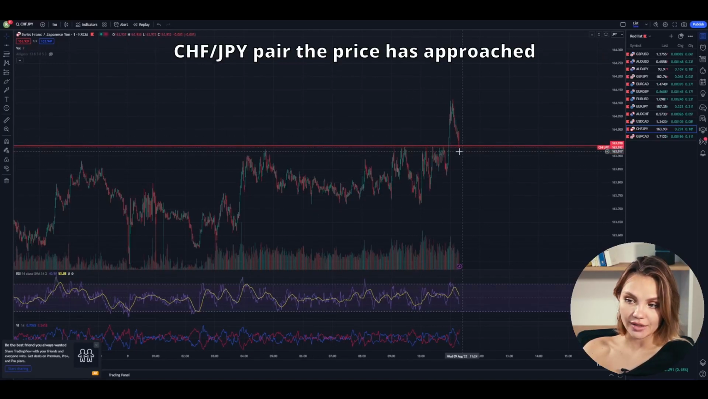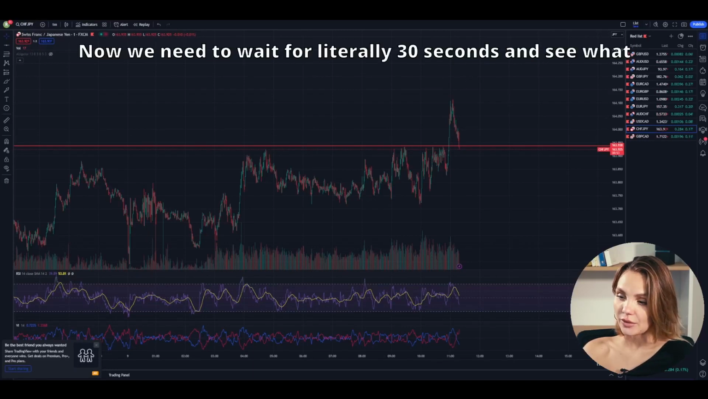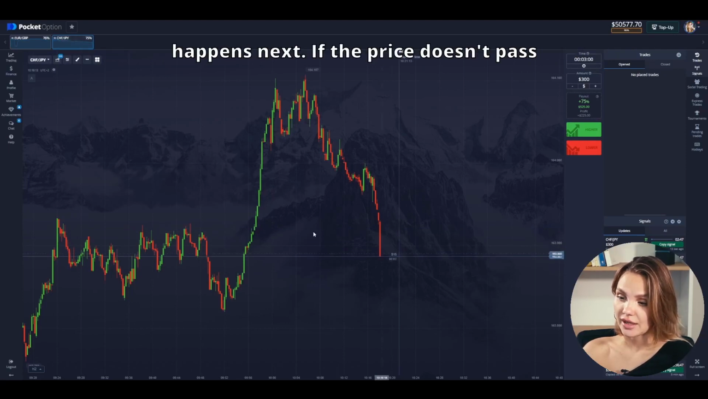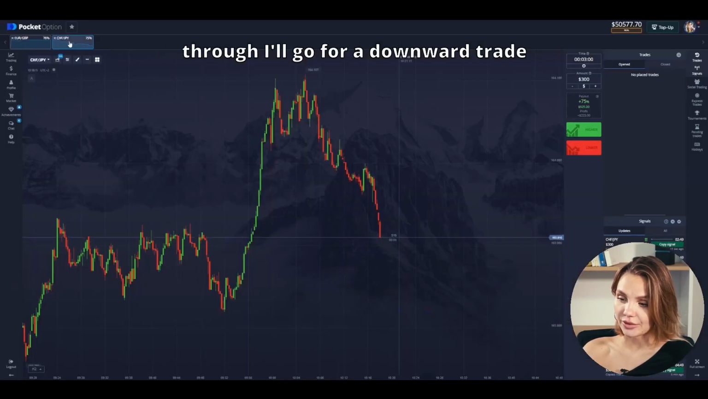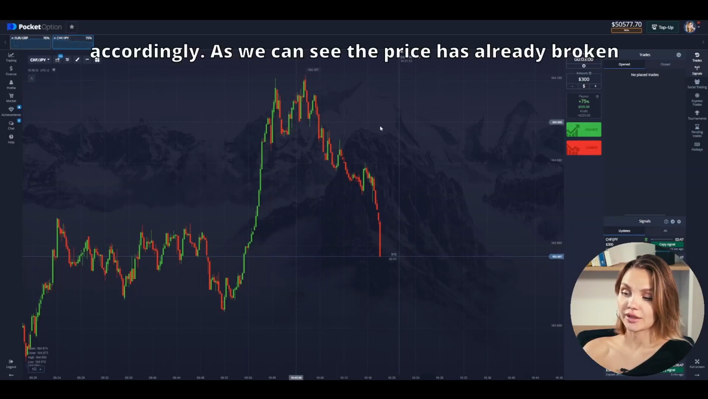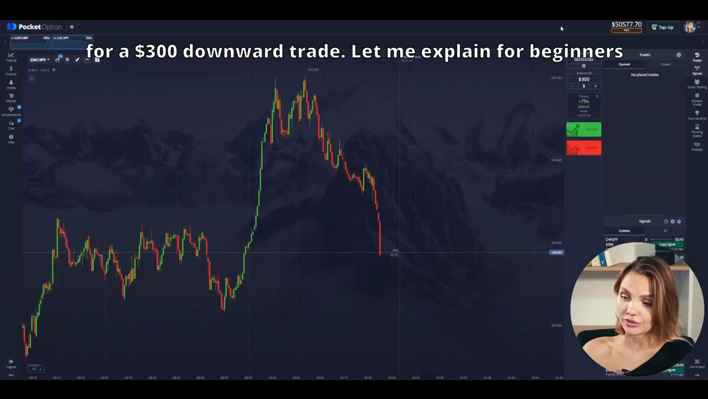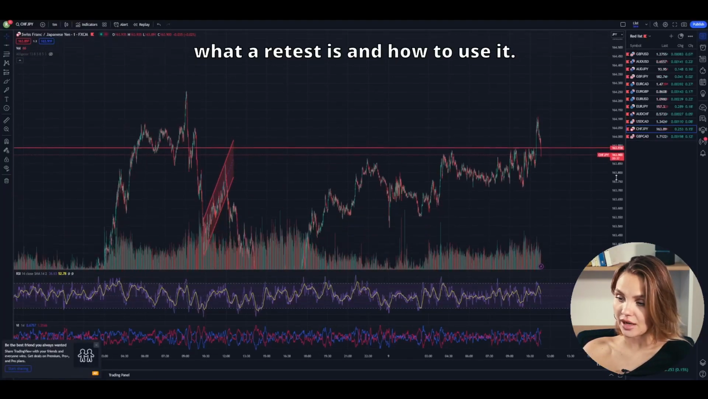Oh, on the Czech franc and Japanese yen pair, the price has approached the support zone and is doing a retest. Now we need to wait for literally 30 seconds and see what happens next. If the price doesn't pass the zone, I'll go for an upward trade. If it does break through, I'll go for a downward trade accordingly. As we can see, the price has already broken through the zone, so we can confidently go for a $300 downward trade. Let me explain for beginners what a retest is and how to use it.